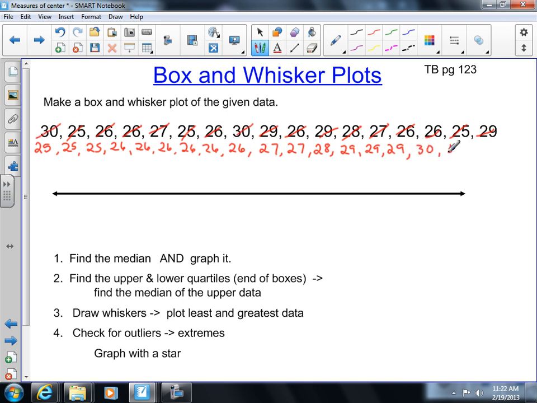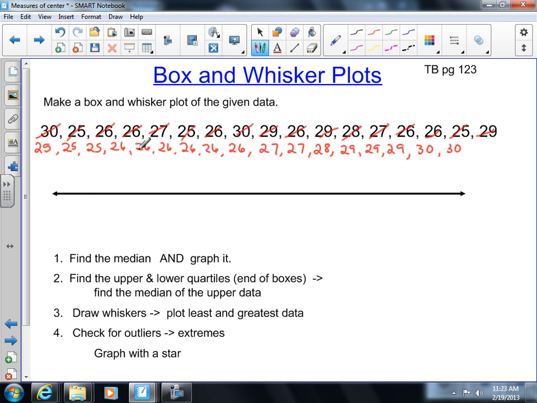I always tell you to double check and make sure you have the right number of pieces of data. 1, 2, 3, 4, 5, 6, 7, 8, 9, 10, 11, 12, 13, 14, 15, 16, 17. Okay, we got it. Now we're going to find the middle number, the median.